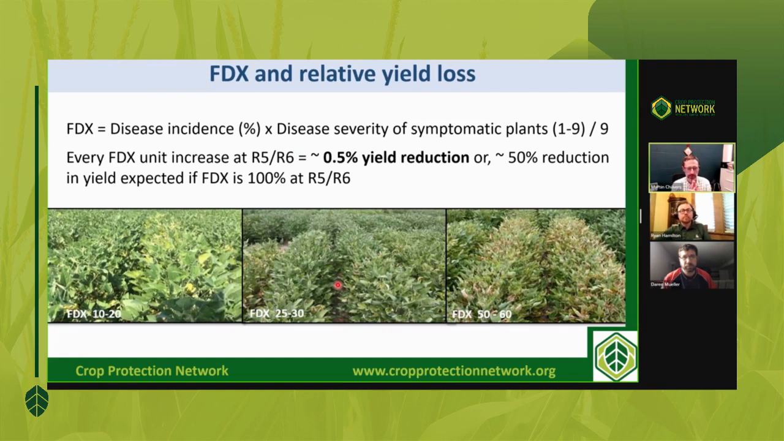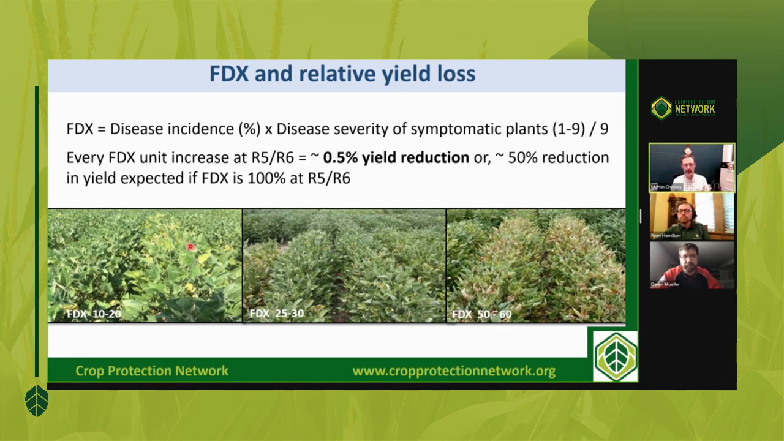This is a slide that Daren put together, looking at the amount of total foliar disease and what that means. We use the abbreviation FDX. It's a combination of the number of plants infected, the incidence, times the severity. As we go through rating plots, Ryan's done a lot of this too, we estimate the percentage of a plot that has disease, and then, of those diseased plants, we estimate the average severity, on a 1 to 9 scale. Multiply those two together to get this FDX component.